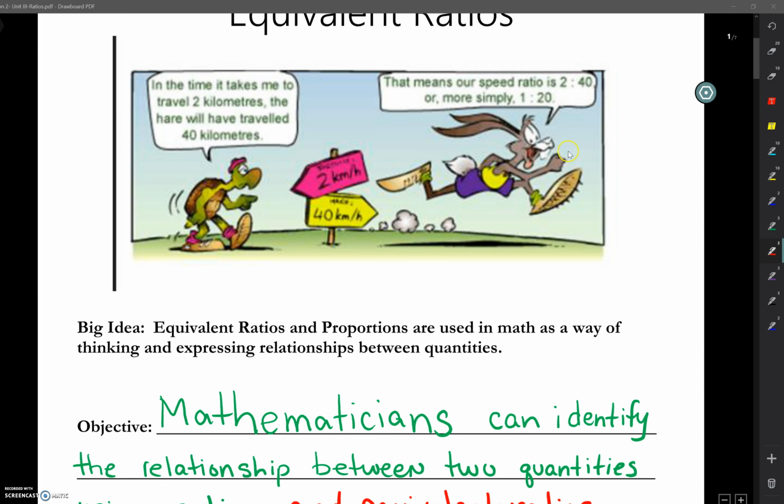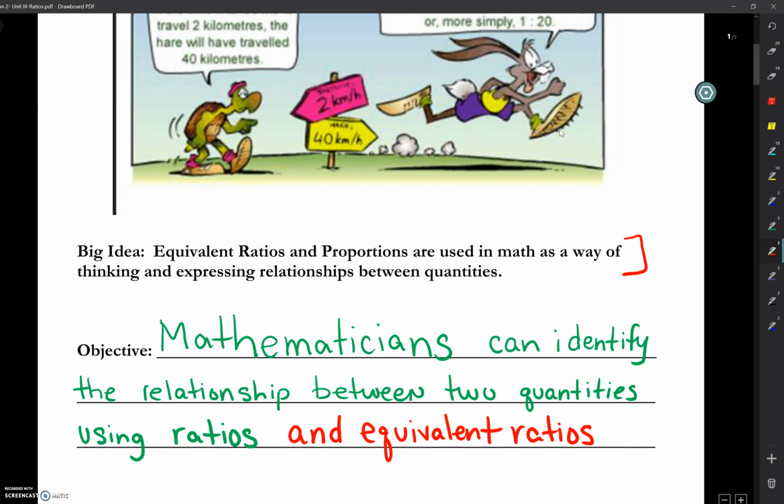So our big idea is that equivalent ratios and proportions are used in math as a way of thinking and expressing relationships between quantities. And so we have that part written here. Now our objective for today is that mathematicians, which is you, can identify the relationship between two quantities using ratios and equivalent ratios. Yesterday was the green part, today we're adding the equivalent ratios part. So go ahead and pause it and write this down and think about what it means, and then we'll move on.